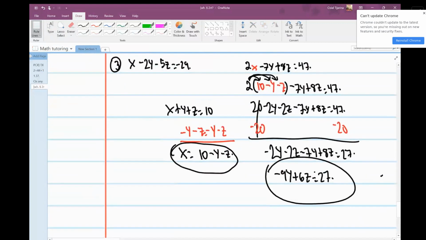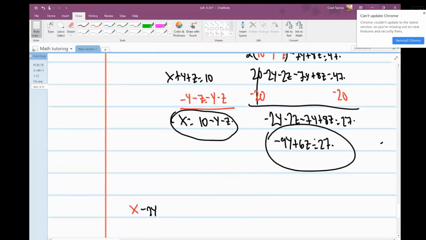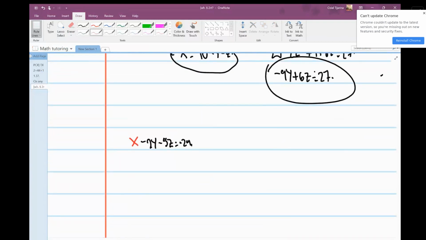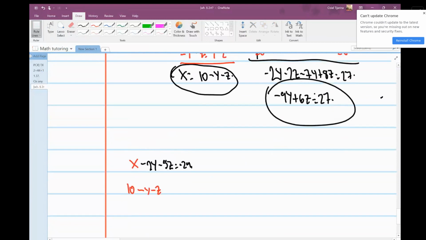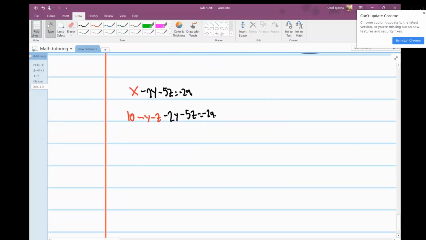Now do the same thing for the other equation. You have x minus 2y minus 5z equals negative 29. So we have 10 minus y minus z, and then minus 2y minus 5z equals negative 29. Negative y minus 2y is negative 3y, and negative z minus 5z is negative 6z, equal to negative 29. Now subtract 10 on both sides, and you have negative 3y minus 6z equals negative 39. Let this be new equation 3.